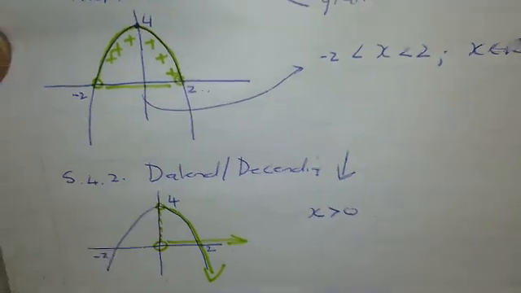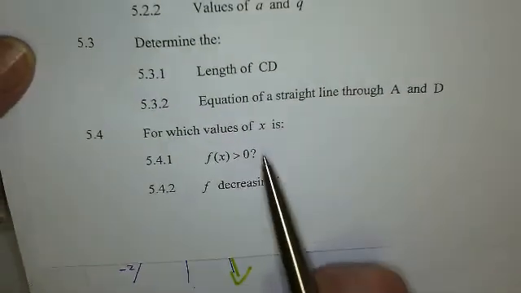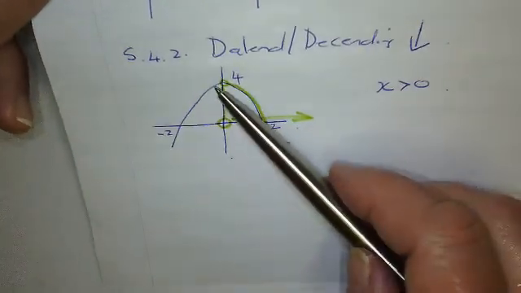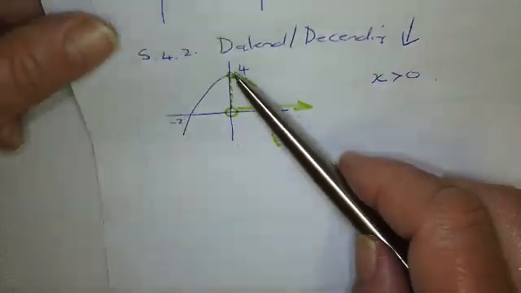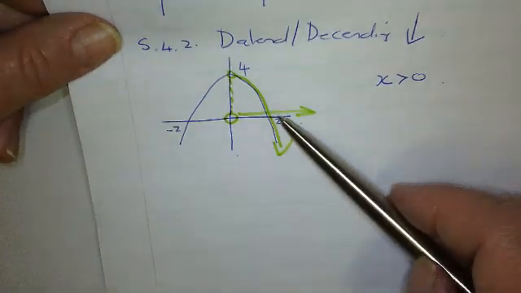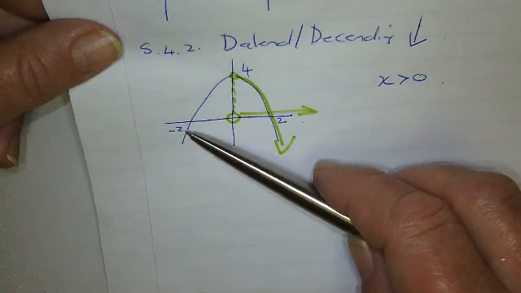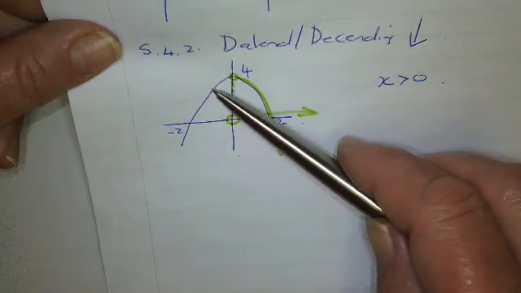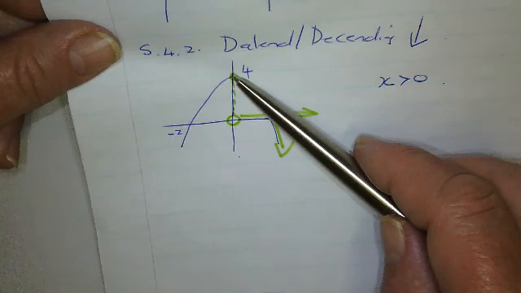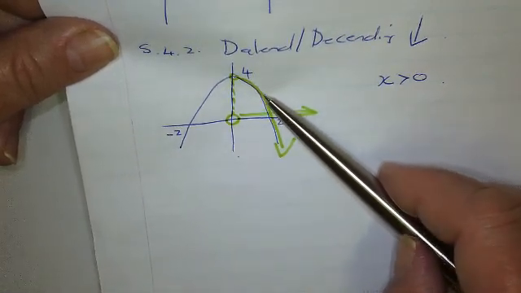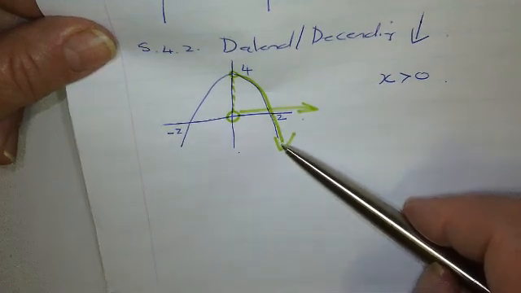Last question. For which values of x is f decreasing? Now decreasing means going down. So once again I redraw the sketch there. I know that's my turning point, y-intercept. That's x-intercept, x-intercept. I start from this side. You see you're going up. Your y values are getting bigger and bigger. So this is ascending. That's the turning point. After that, it's going down. See that my y value is getting smaller and smaller.